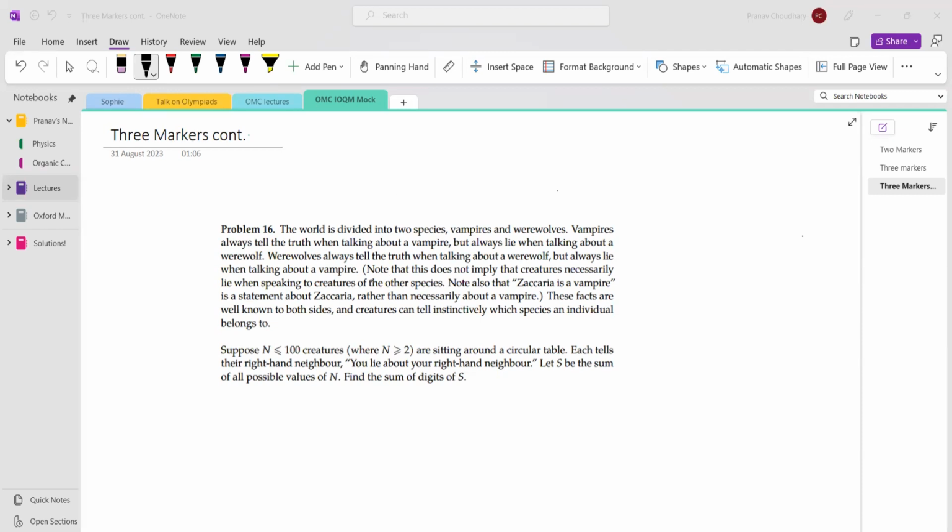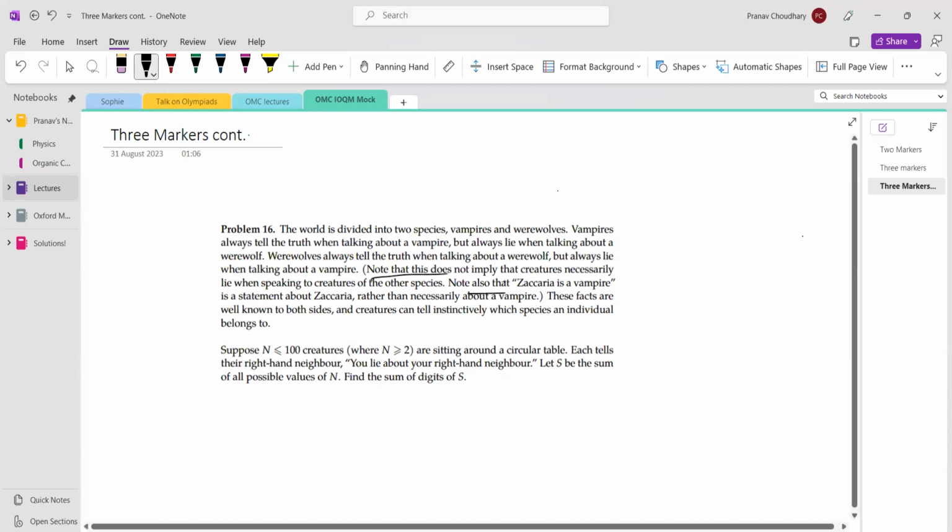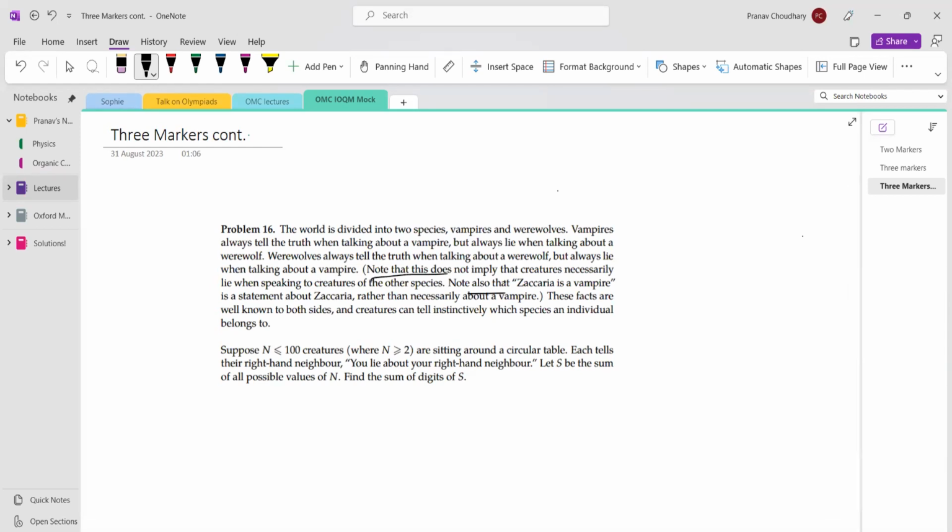And this statement just means that vampires know which person is a vampire and which person is a werewolf. So basically, everyone knows who is a vampire and who is a werewolf. And a statement like this, that X is a vampire, is a statement about X, not a vampire. Okay. So now what we are given is there are some number of creatures sitting around a circular table, and everyone says, you lie about your right hand neighbor. So basically, let's say there are three people, P1, P2, P3.